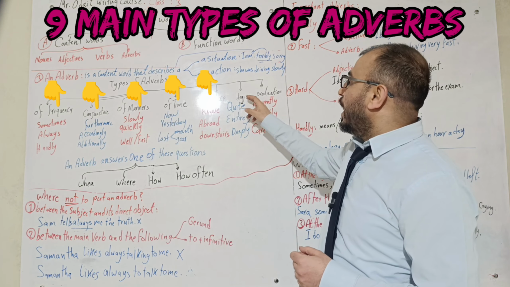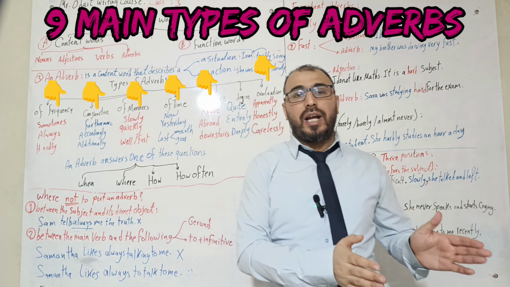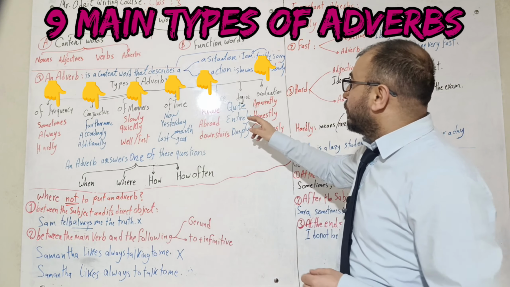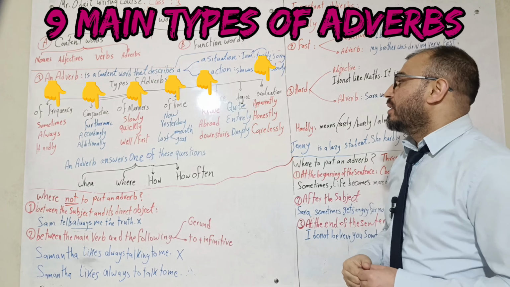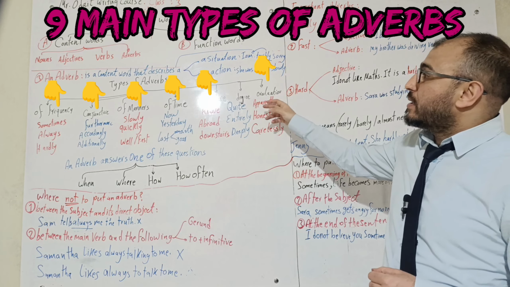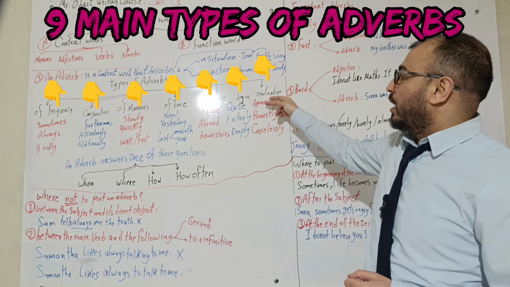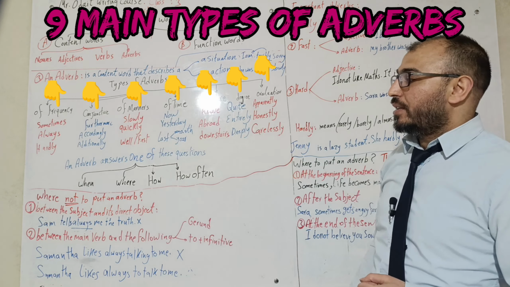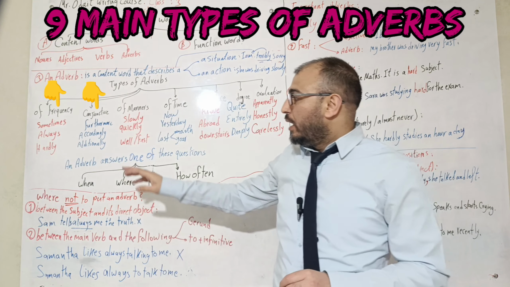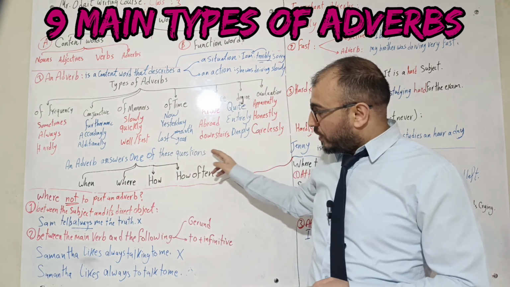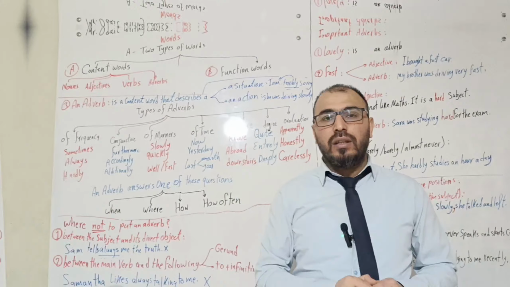We have the adverbs of degree. Here, my friends, we describe the intensity of the verb. For example, quite, entirely, deeply, and the others. The last type I would like to show is adverbs of evaluation, like apparently, honestly, carelessly. So, my friends, generally, in brief, an adverb answers one of these questions: when, where, how, and how often.